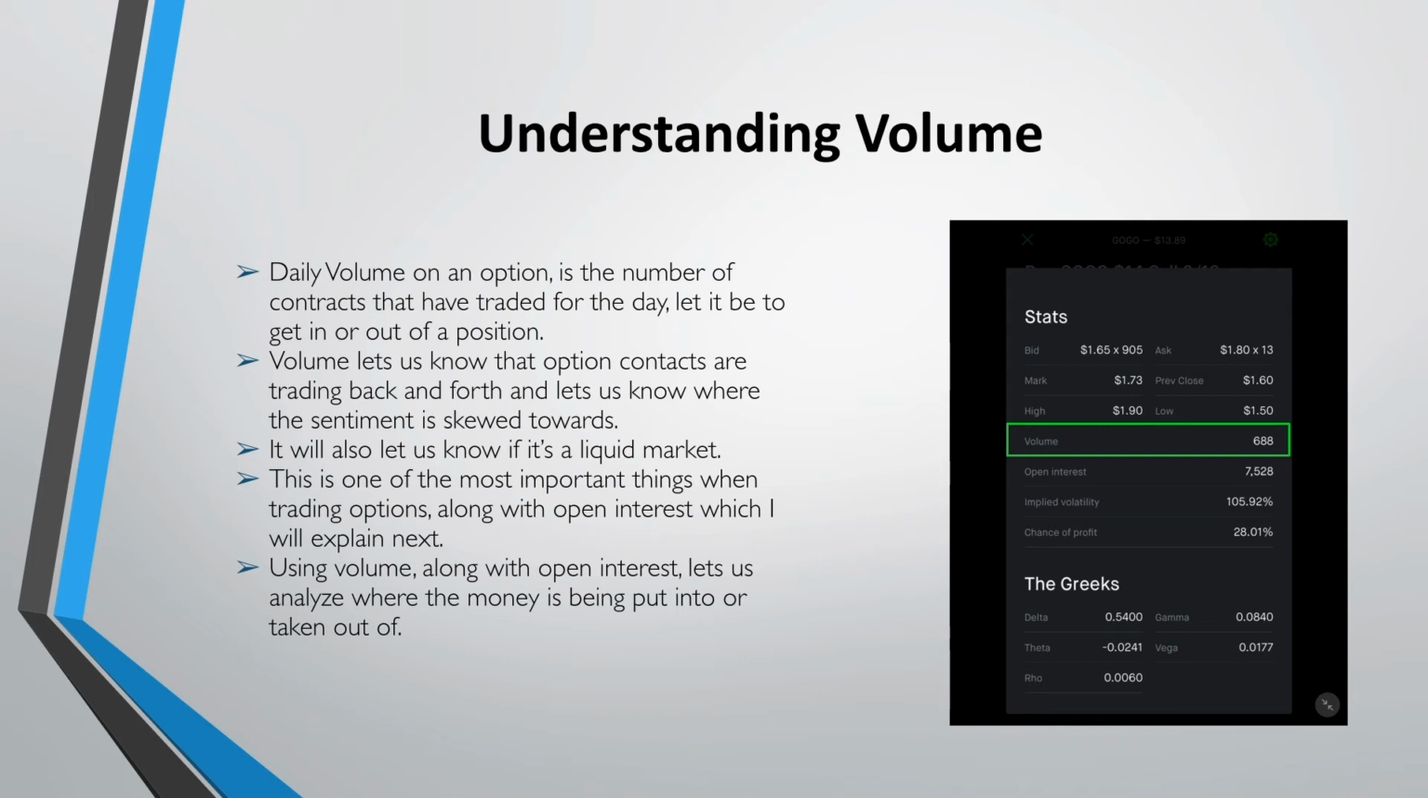I will be getting into this. Like I said, I will come out with Thinkorswim videos. I will let you know how to set up scanners to be able to find this unusual options activity, and things like that. So using volume along with open interest lets us analyze where the money is being put into and taken out of. All right, so on the right-hand side, I'm showing you where the volume is located on Robinhood. Now remember, on Robinhood, you have to click on the bid and the ask first in order to be able to see all of this information.